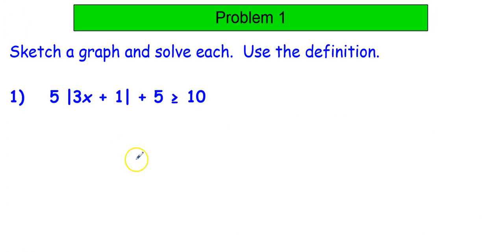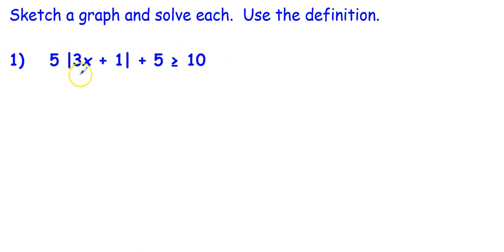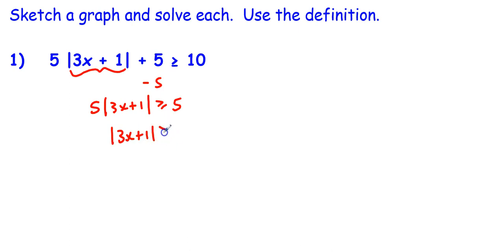So let's take a look at a quick example. And on this example, we want to sketch a graph and solve it, and we want to make sure that we use the definition. So first things first, we always isolate the absolute value. This is the absolute value, so we want to get that thing by itself, which means I need to subtract 5. So I get 5 times the absolute value of 3x plus 1 is greater than or equal to 5. And then I'll divide both sides by 5. And now I've got my absolute value isolated. So that's greater than or equal to 1.